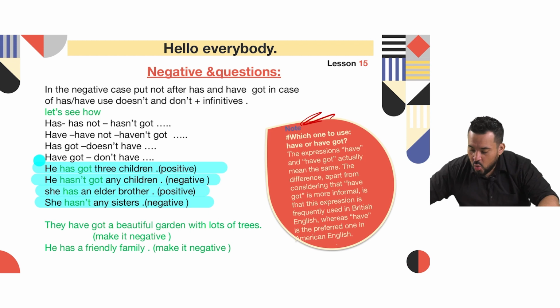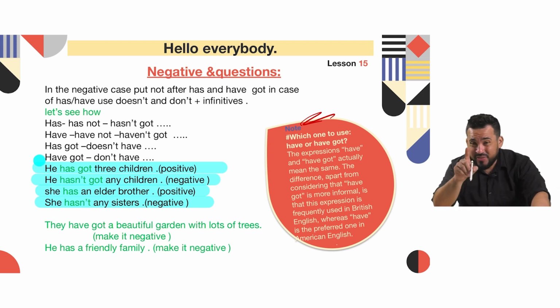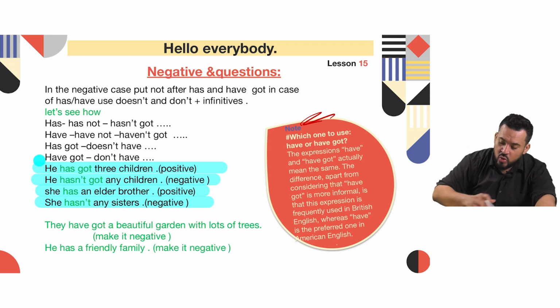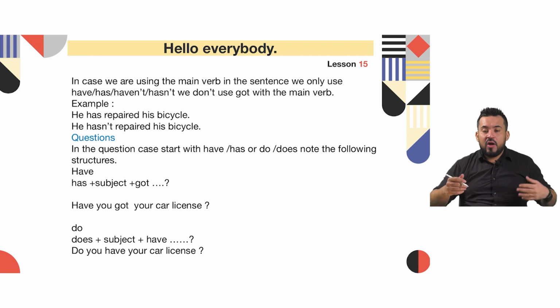Note, which one to use, have or have got? The expressions have and have got actually mean the same thing. Okay, so it doesn't matter. The only difference between have and have got is when you are making a negative statement or a question. We will take a look at how you make a negative statement or a question, which is the only difference.